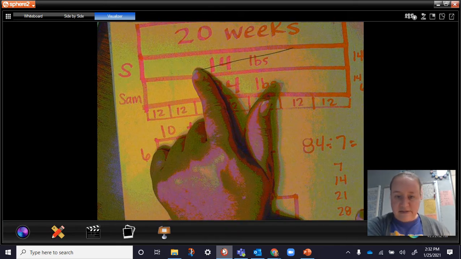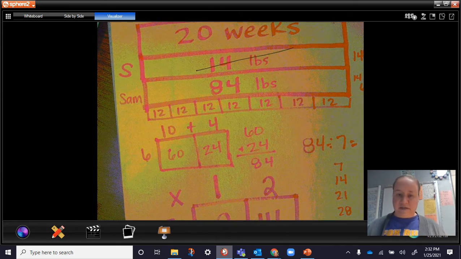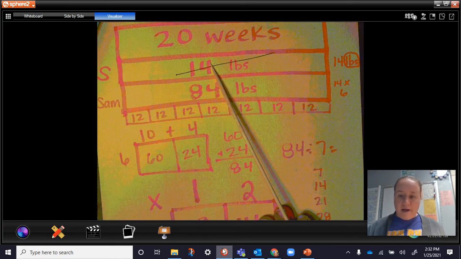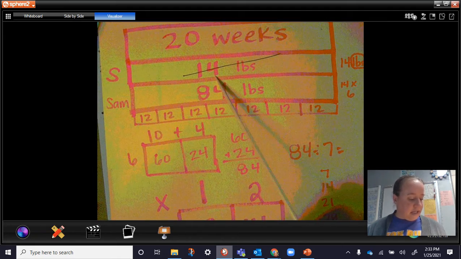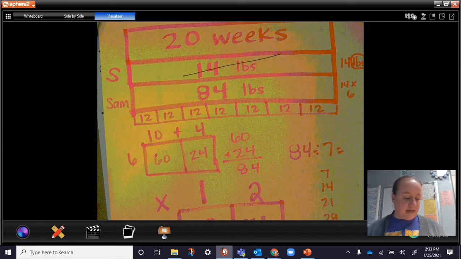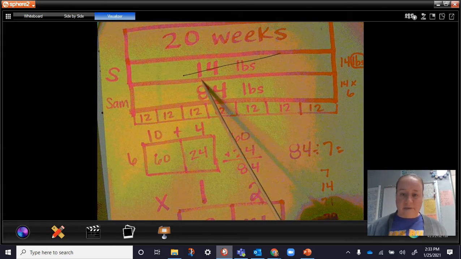So I went ahead and crossed out Sarah's number, because the only reason I needed Sarah's number was to help me understand that this was that 14 times 6. So I needed Sarah's to help me know what 6 times that amount is. Once I finished that, I was done with Sarah. So we crossed that out.